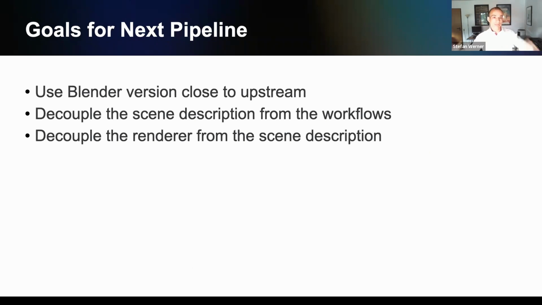So for the next pipeline, our goal was that we could use Blender versions that are closer to the upstream, and that we could decouple the scene description from the workflows. That would give us a scene description that is not tied to just one application, so we would not need to go in and out through that application to keep our assets. And in addition, separating the render engine from the scene description so that we can get faster rendering, and also more reliable rendering and lower overhead.